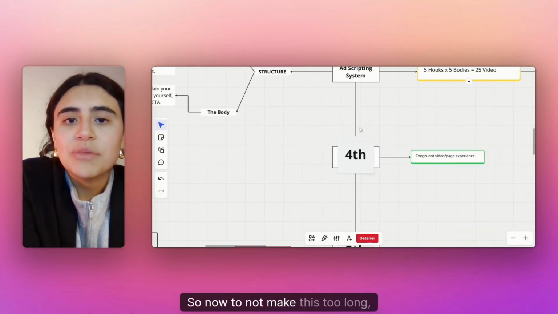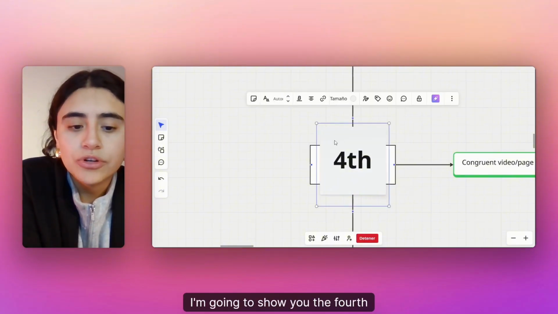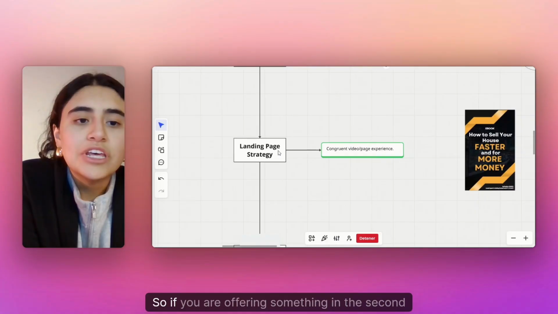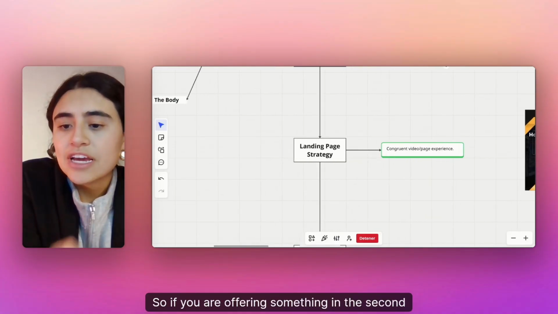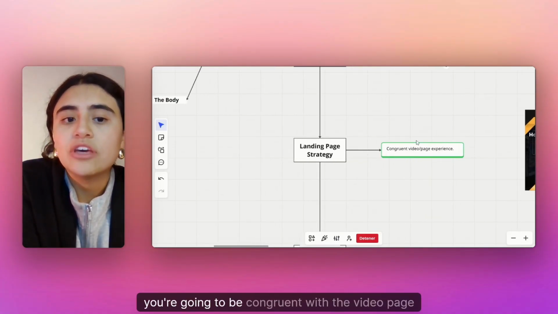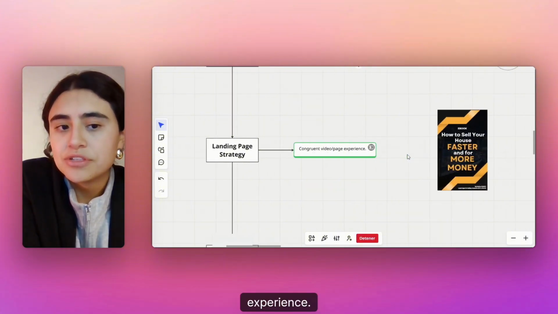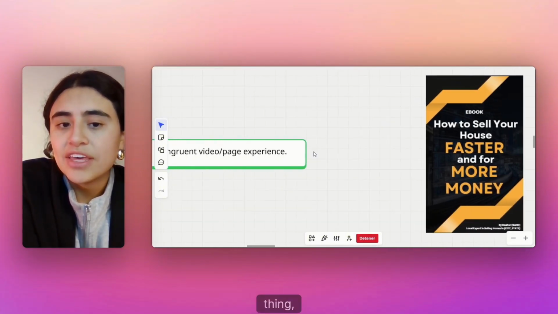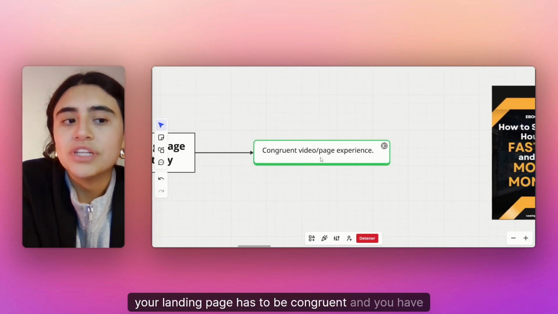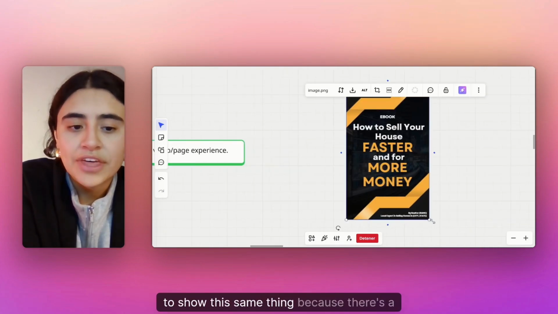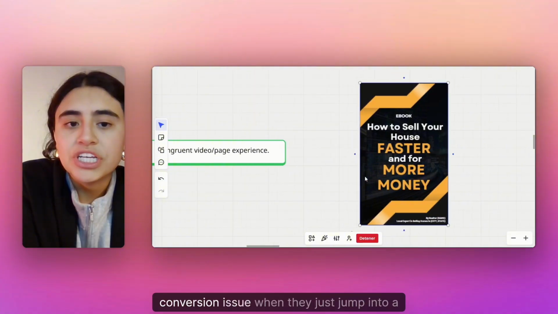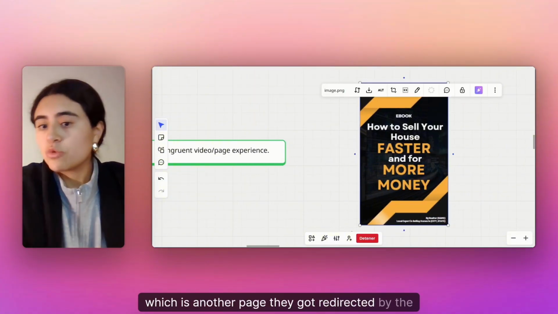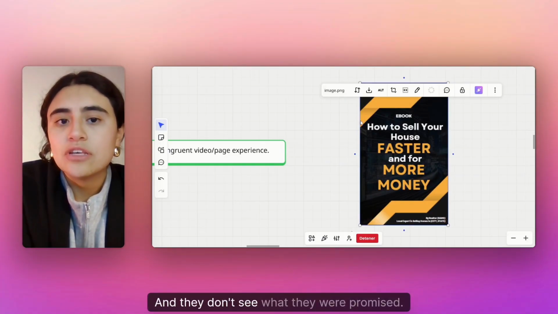So now, to not make this too long, I'm gonna show you the 4th step, that is making the landing page. If you are offering something in the 2nd step, that is the lead magnet, you're gonna be congruent with the video and page experience. So for example, if you promise this thing in the lead magnet, your landing page has to be congruent, and you have to show this same thing, because there's a conversion issue when they jump into a landing page, which is another page they got redirected to by the ad, and they don't see what they were promised.